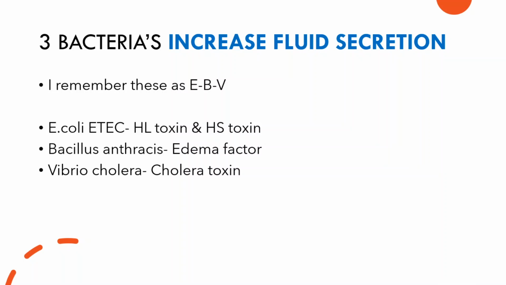I remember these bacteria as E, B, and V, like Epstein-Barr virus. So E. coli, which is your traveler's diarrhea, Bacillus Anthracis, and Vibrio Cholera. So your traveler's diarrhea uses a heat labile toxin and a heat stabile toxin. Bacillus Anthracis uses edema factor and Vibrio Cholera uses cholera toxin. Now it's very important to remember the toxins that cause a watery diarrhea or an increase in your fluid secretion.